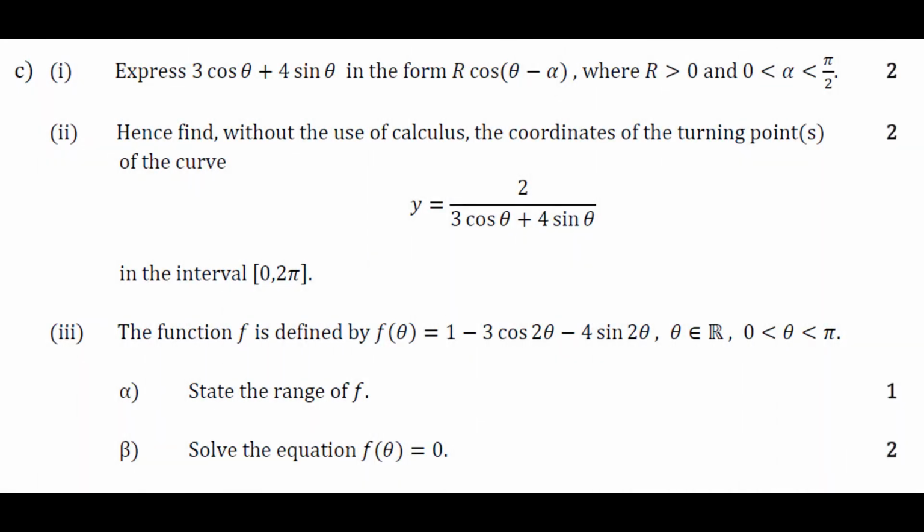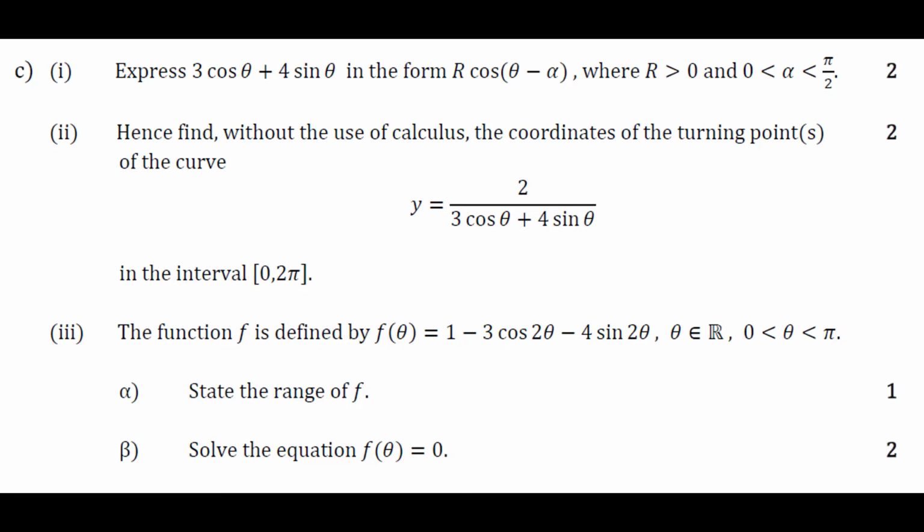Hi everyone, in this video I'm continuing to work through question 11 part C of the 2020 Extension 1 trial exam from James Ruse. So I'm up to the very final part of this question, which is part 3 subpart beta. So if you haven't already, take a look at my videos for part 1, 2 and 3 part alpha, since this part beta really follows on from all of that work.